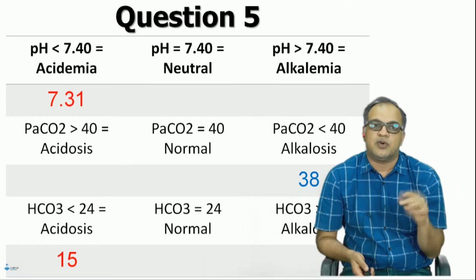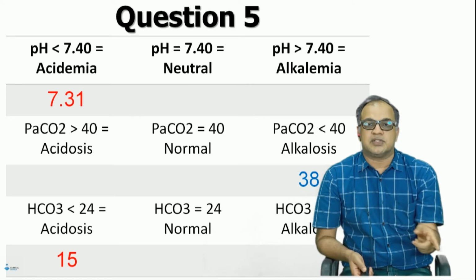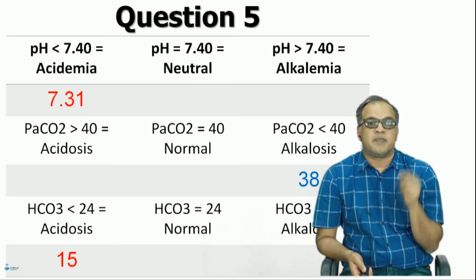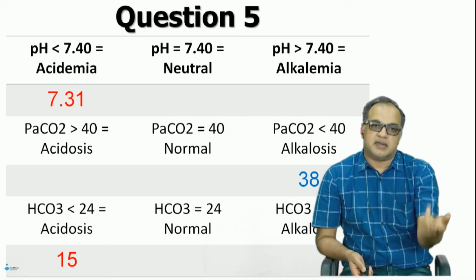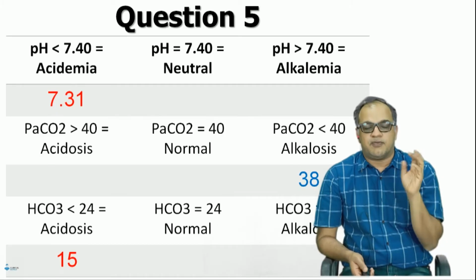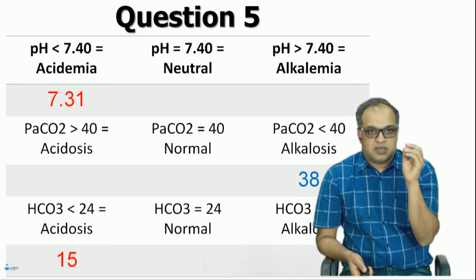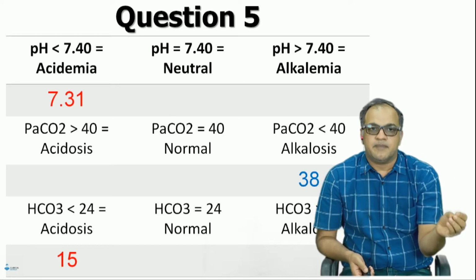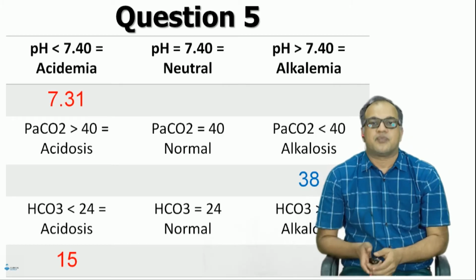If pH is less than 7.4, it is acidosis. If bicarb is less than 24, it is also acidosis, metabolic acidosis. If pH is less than 7.4 and CO2 is more than 40, respiratory acidosis. So the first primary thing we should know is how to judge the primary disorder and how to know if it is acidemia or alkalemia.